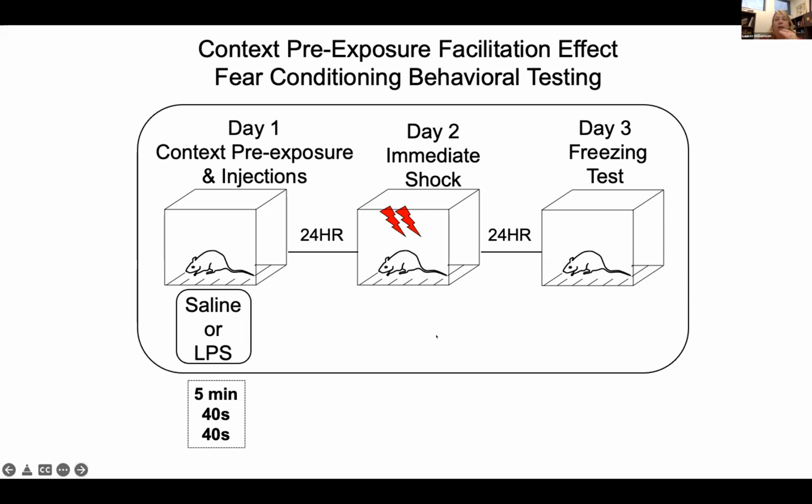And the following day, we bring them back in the exact same box we carried them around in the day before. We put them in the fear conditioning box and immediately shock them. And we pull them out, put them in the box, take them home, that's it. And then on the final day, we look at freezing.